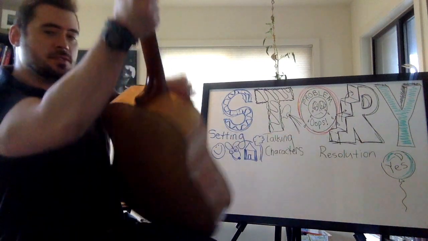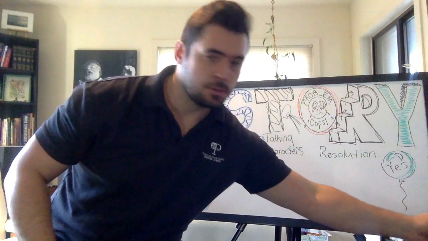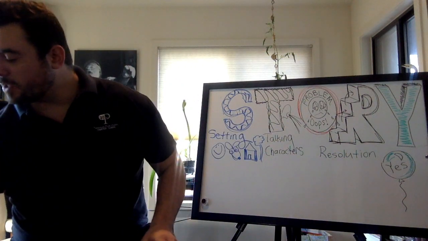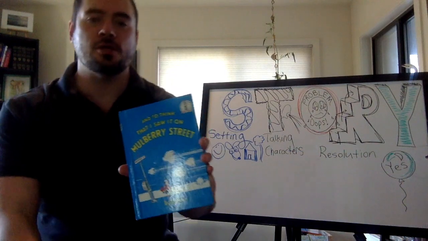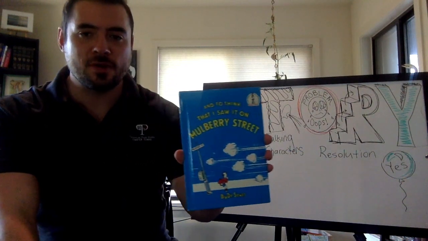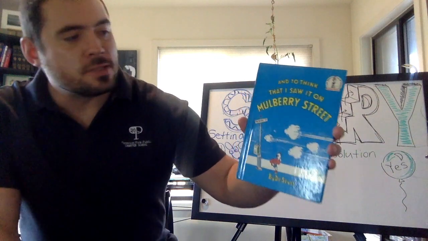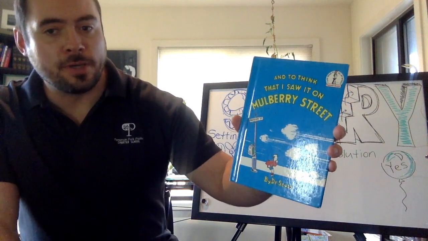Alright, so I'm going to put this down, playing in between videos, and I'm going to pick up this right here. This is one of my very favorite Dr. Seuss books, and it's called And to Think That I Saw It on Mulberry Street. I'm not going to use this version right here.